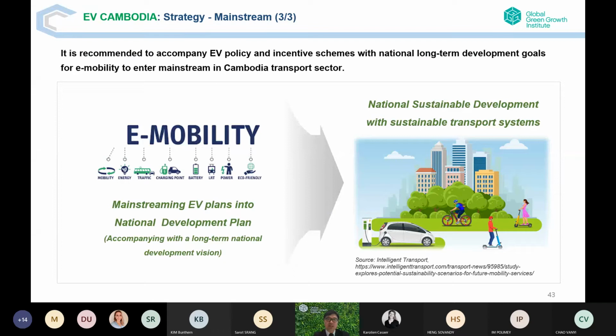Lastly, it's very important. So I'd like to recommend accompanying the electric vehicle policy and incentive scheme with a national long-term development goal for electric mobility to enter the mainstream in the Cambodian transport sector.